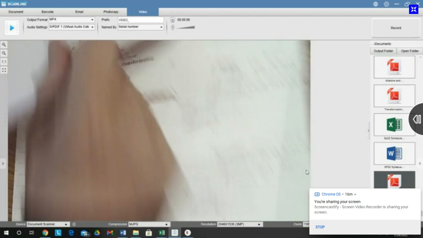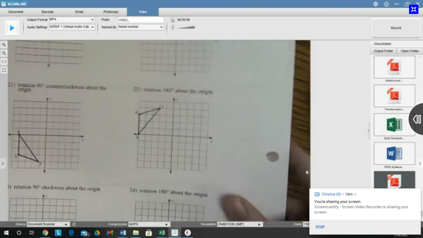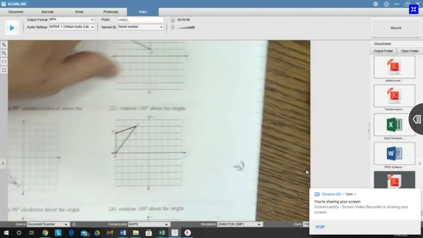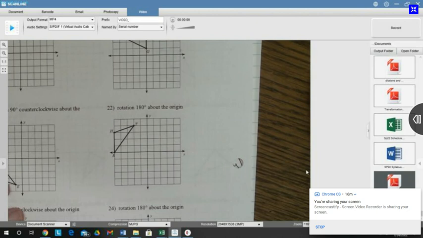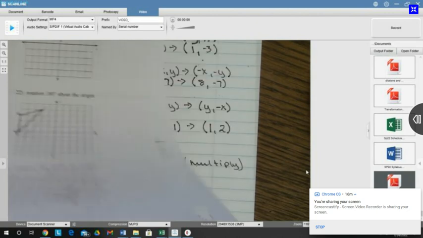Let's talk about some rotations. So again, when I do rotations, I'm going to have to use my rotation rules.